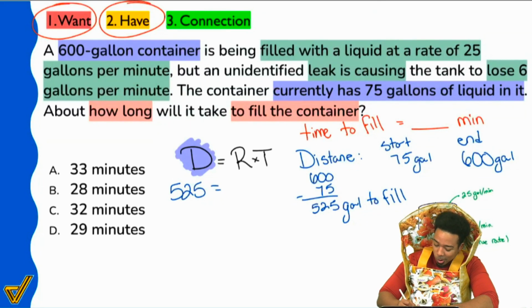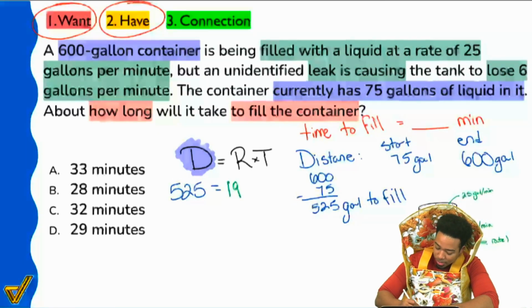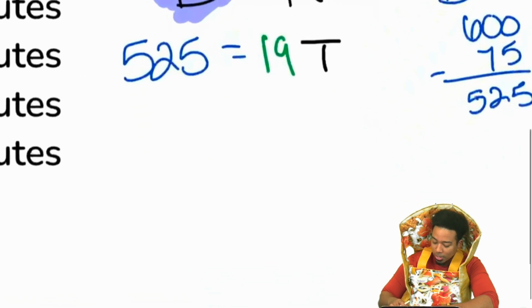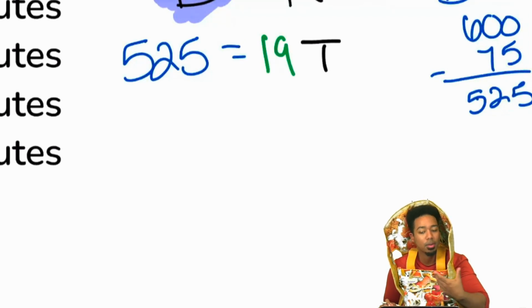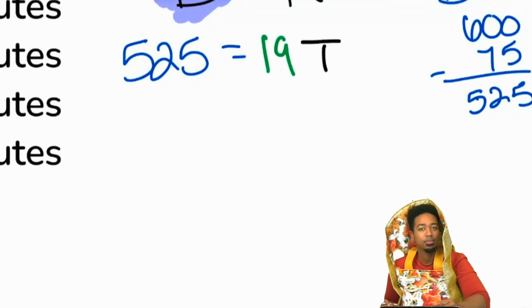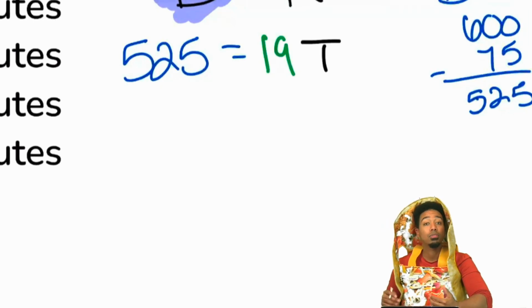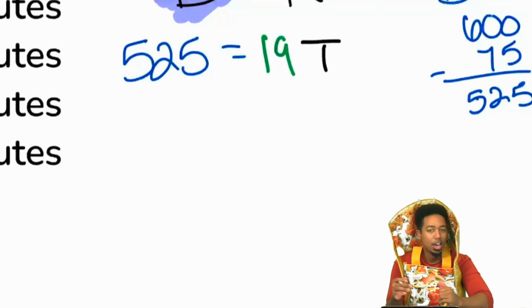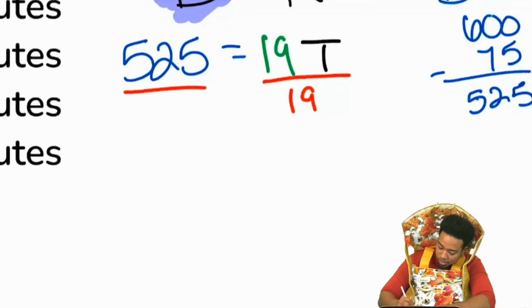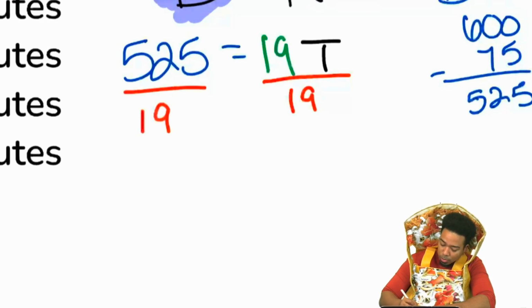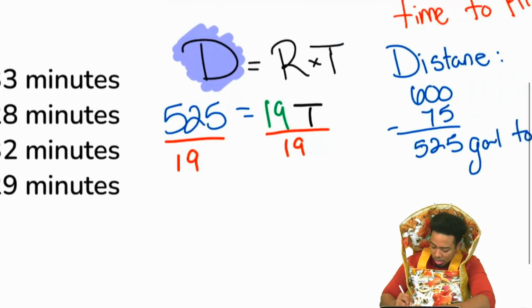So here, we'll go ahead and plug in the 19 gallons per minute. And then T, we zoom on in, and here we go ahead and solve. My party people, once we're here, we have the distance, we have the rate, we're looking for time. How do we get that time by itself? Right, we'll divide both sides by 19. So therefore, right over here, divide by 19, divide by 19. And so it looks like we'll need to do just a little bit of long division, which isn't going to be anything crazy. 19 goes into 525.